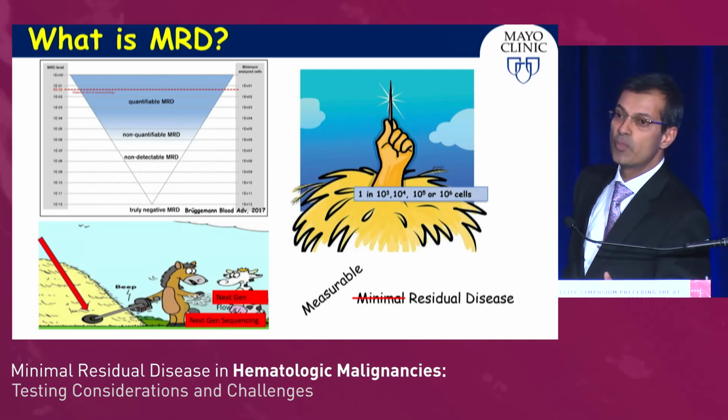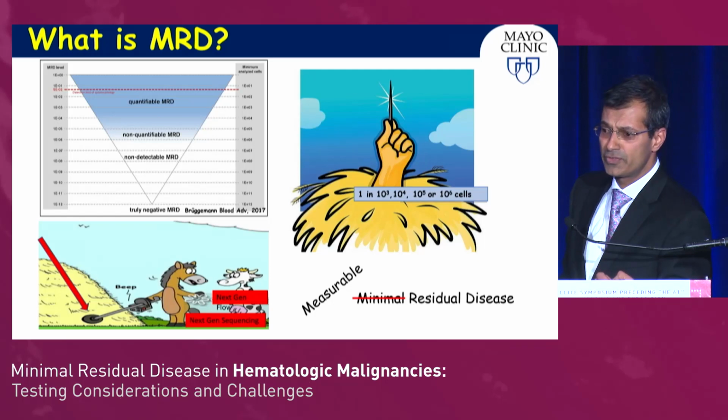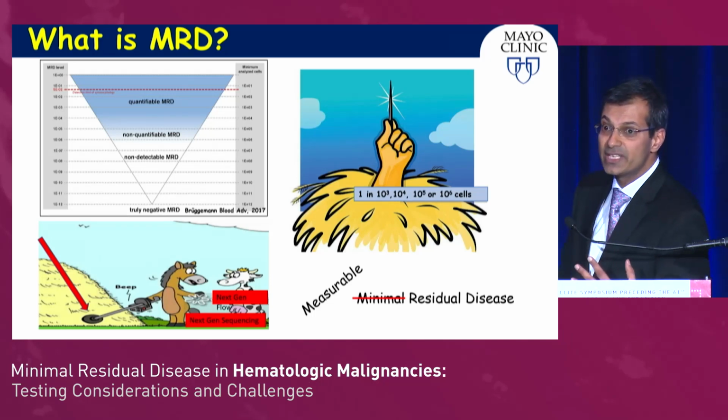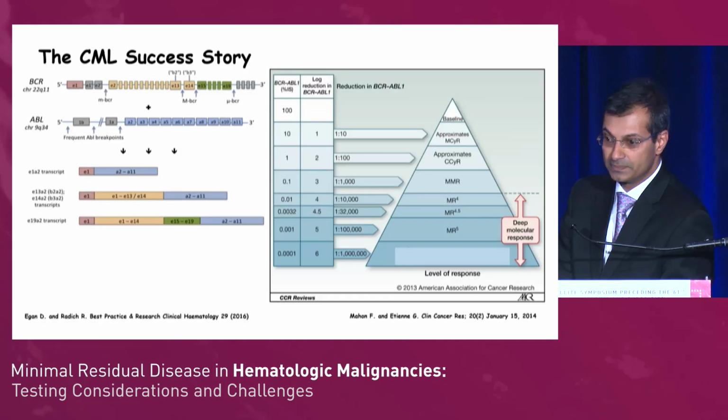Now that we have more sophisticated tools, such as next-generation sequencing and next-generation flow, we are able to detect very low levels of tumor burden. In different malignancies, there are different thresholds that you would learn about in subsequent talks, but one can detect 1 in 100,000 cells or even 1 in a million cells in certain cases.